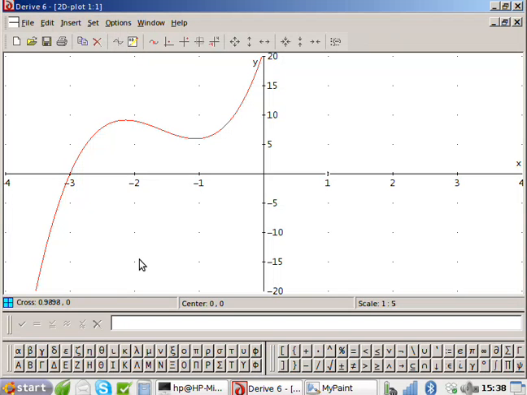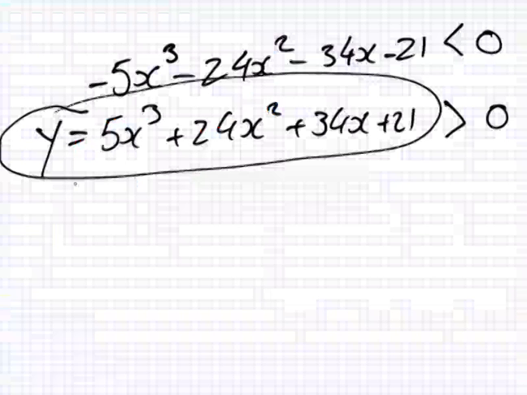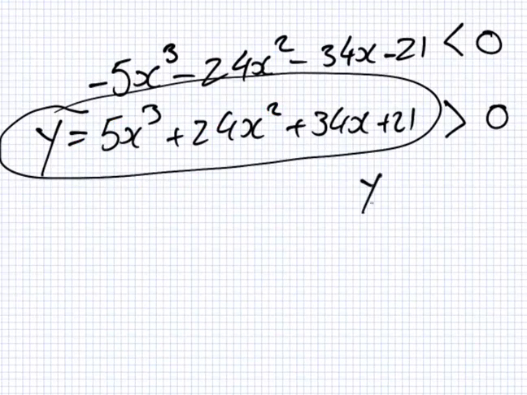No, we won't do that. Let's suppose x equals minus 1. If you put x equals minus 1, if you get a positive y value, you must have the blue graph. And if you get a negative y value, you must have the red graph.